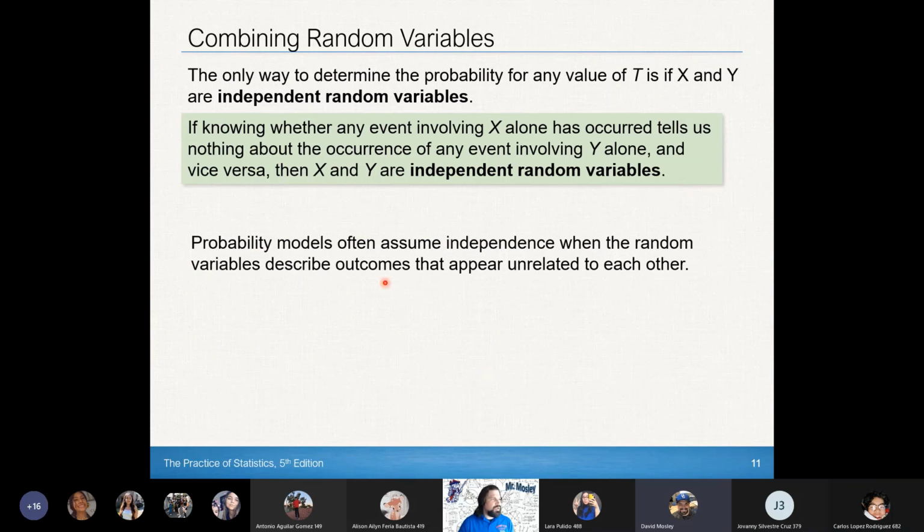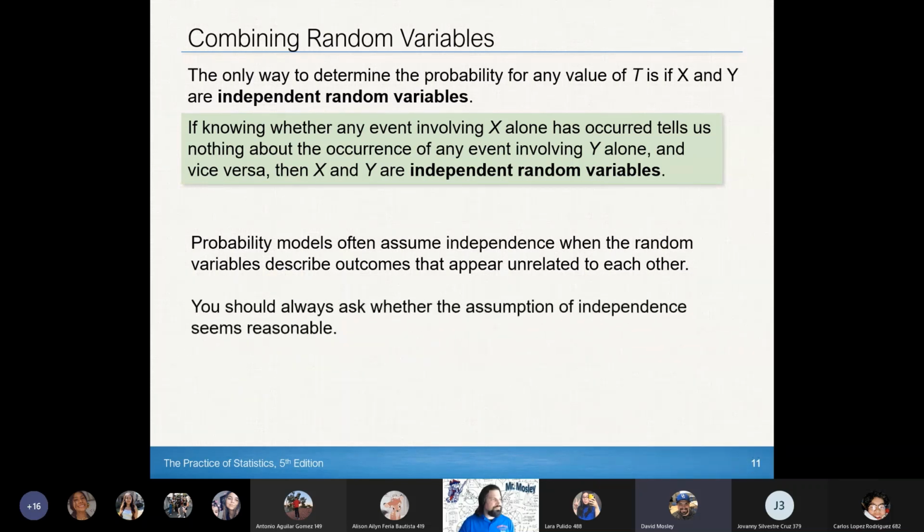Probability models often assume independence when the random variables describe outcomes that appear unrelated to each other. You should always ask whether the assumption of independence seems reasonable.